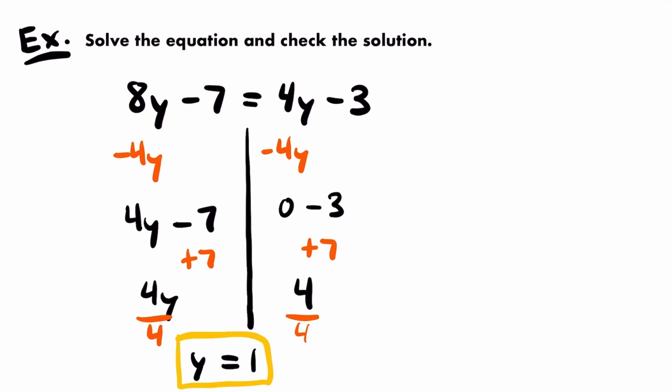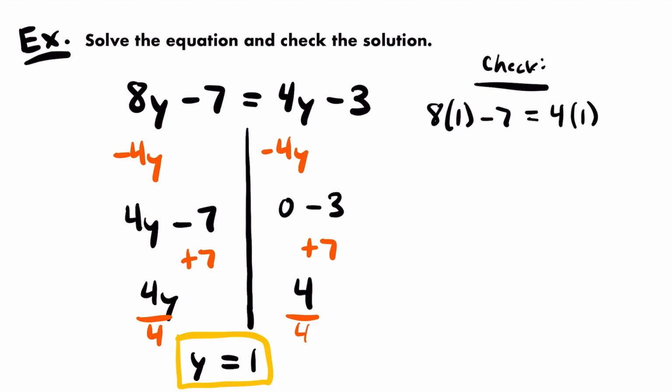So we find y equals 1 as the solution to this equation, but let's check it. Let's make sure that it really is the solution to this equation. So if we check our work, we're going to plug in 1 for each of these y's. We'll have 8 times 1 minus 7 is equal to 4 times 1 minus 3. And so if we simplify, 8 times 1 is 8, and 4 times 1 is 4, so we get 8 minus 7 equals 4 minus 3. All right, and then 8 minus 7 is 1, and 4 minus 3 is 1, so we get 1 equals 1, which is a true statement, and so y equals 1 is the solution to this equation. Let's take a look at another example.